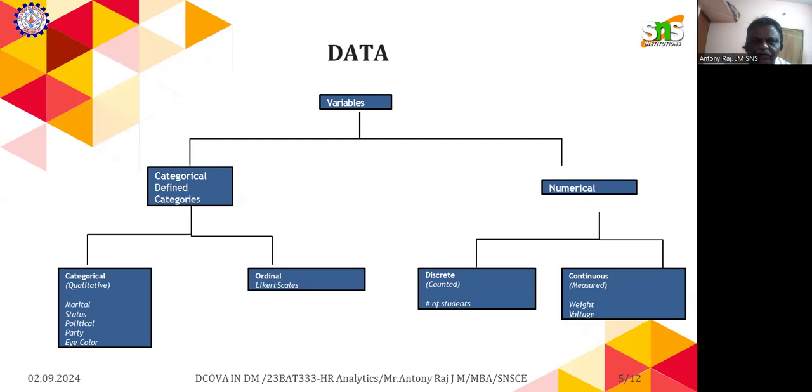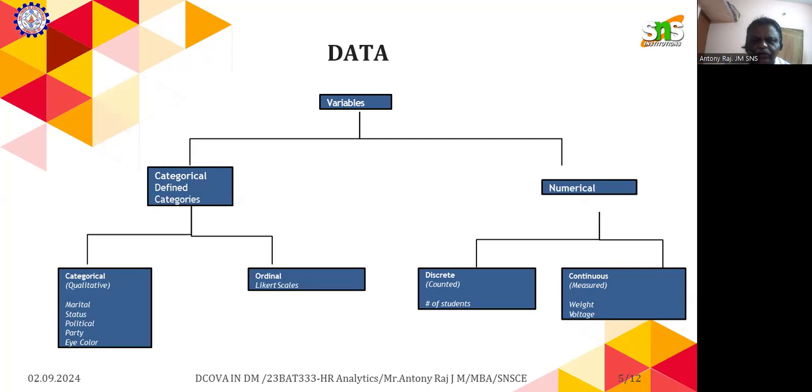With an example, at the center it starts with variables. Variables are divided into numerical and non-numerical, which is called categorical. Categorical is qualitative data, for example marital status, and then ordinal data. Then in the numerical part, we have discrete data, where the data can be counted, for example, the number of students.